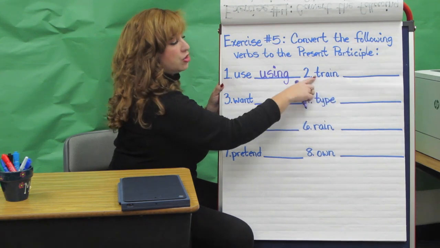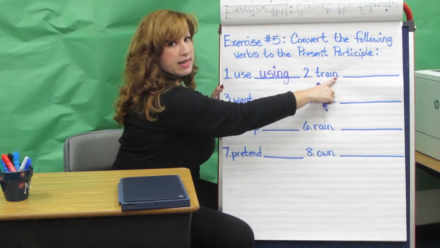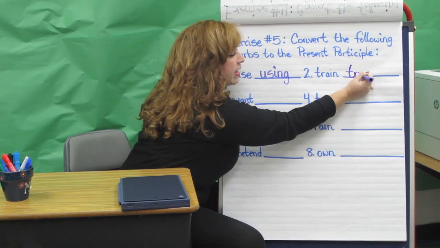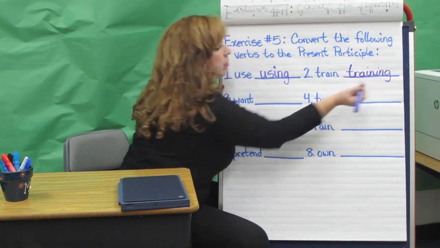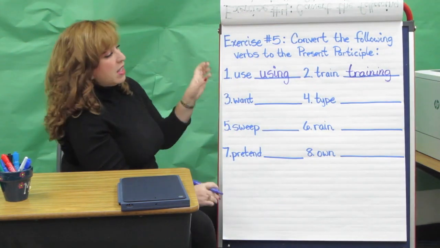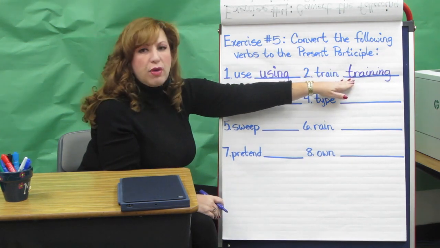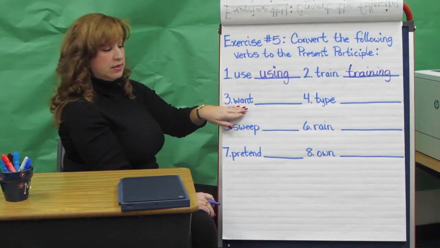Train. So train ends in a consonant. So all we need to do is add the ing. Training. So the base word is train. It becomes training. In number 3, we have want.